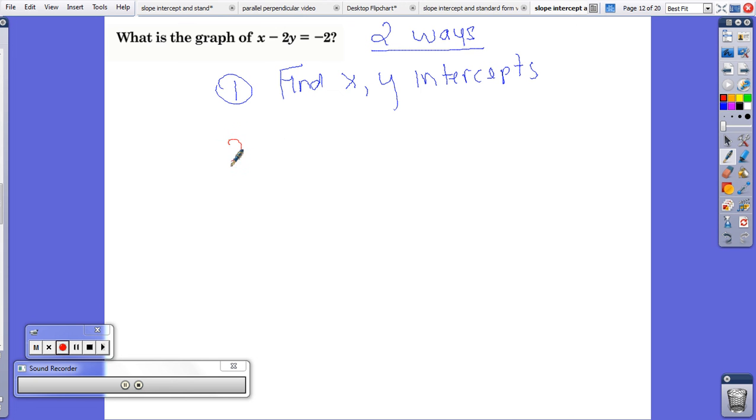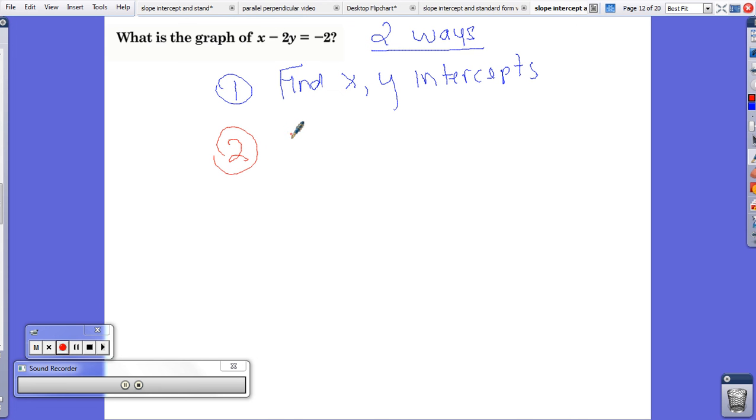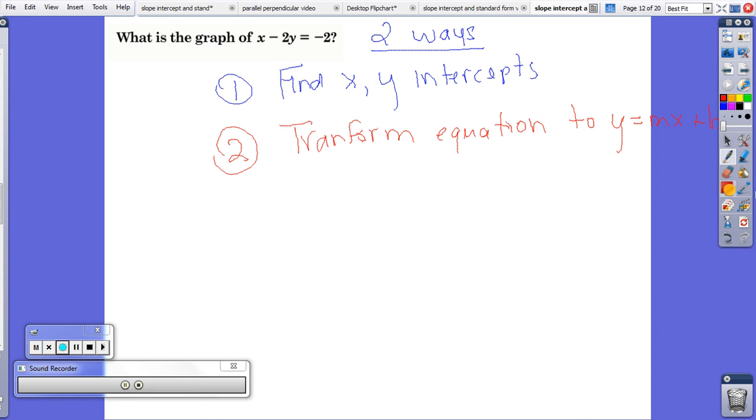The second way, you can transform the equation to y equals mx plus b. This will give you your slope. This will give you your y-intercept. You do your rise over run and graph it. These, you find your x and y-intercepts, you graph them and draw your line. Okay, 2 ways. Write this down, 2 ways.